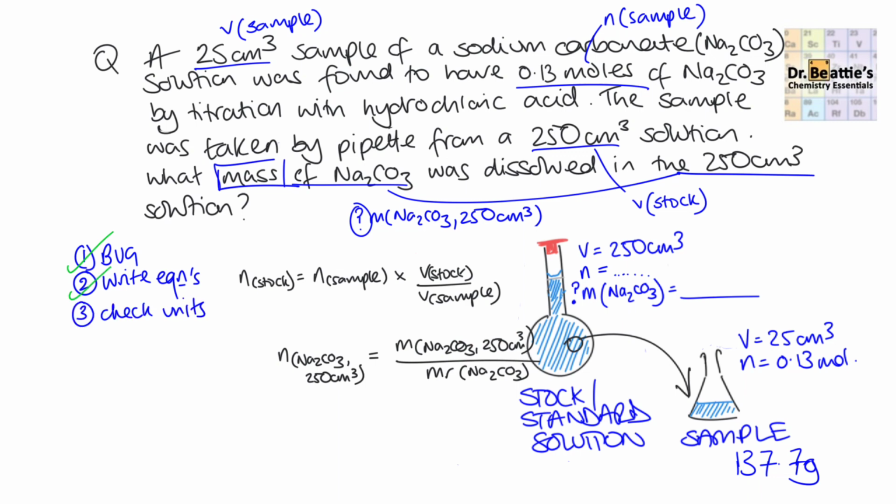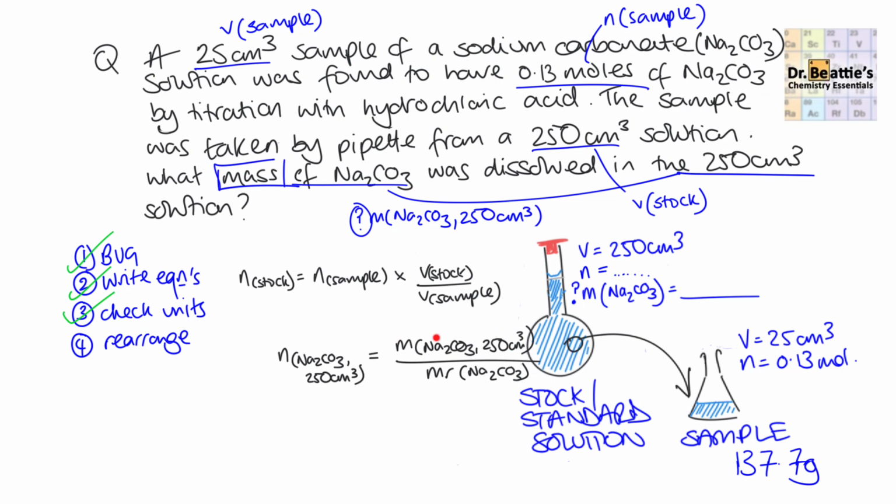Before any rearranging, we're just going to check the units are all okay. Again, it doesn't matter as long as both the volumes are exactly the same units. So we've got centimetre cubed here and centimetre cubed, so that's absolutely fine. Moles is just moles. And then our mass we're going to get in grams, so we can tick that off. Then we start to rearrange.